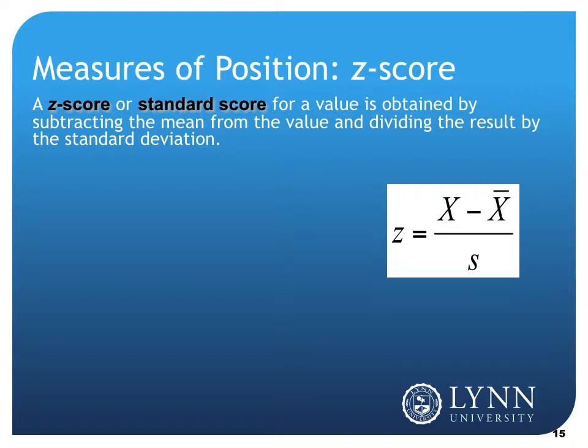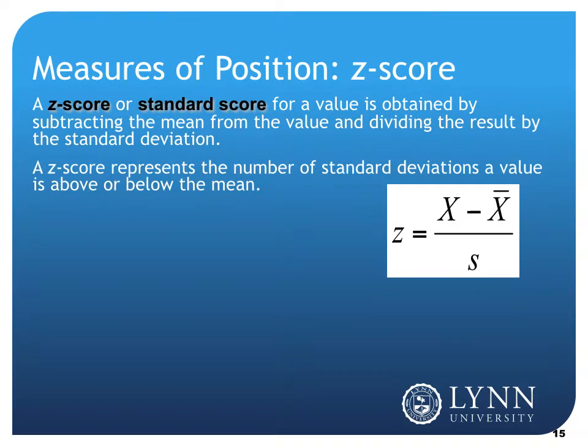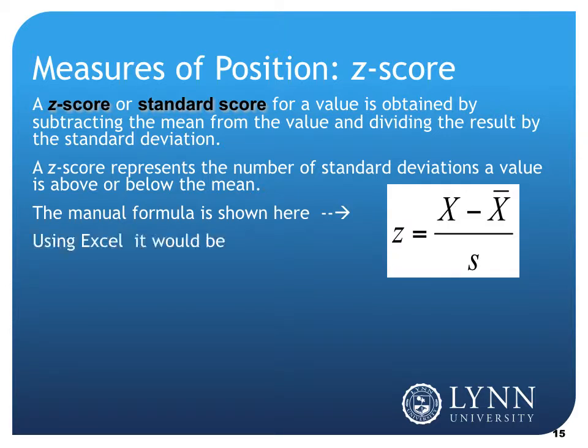We, however, are going to stick with using Excel to perform these calculations for us. A z-score represents the number of standard deviations a value is above or below the mean. It's a simple concept. The manual formula is shown there, but if you were to use Excel, the formula you would use is =STANDARDIZE.